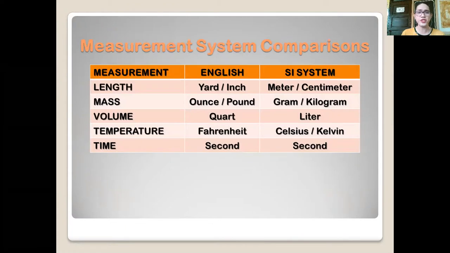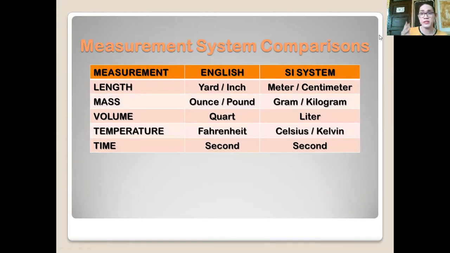Now, measurement system comparisons. Let's compare the measurement systems, starting with the English and SI systems. For example, for the measurement of length, in English we use yard or inch.